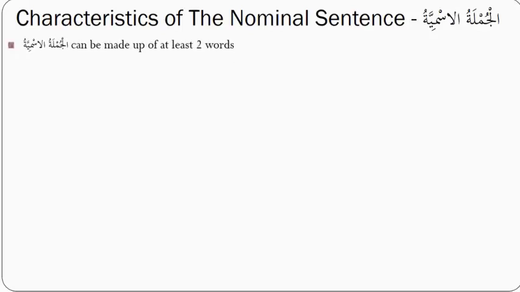Al-jumlatul ismiyya can be made up of at least two words. That's important to understand. Al-baytu jamilun, the house is beautiful. Al-bayt is one word. Jamilun is a second word, right? So it can be made up of two words. This is very important to pay attention to. At least two words. It can even be made up of two words if it is jumlatul fi'aliyya.